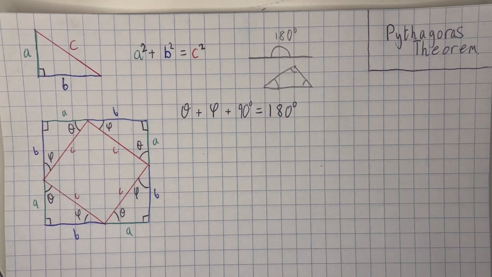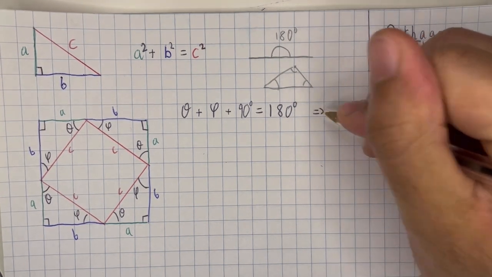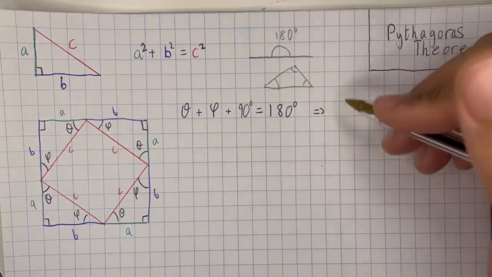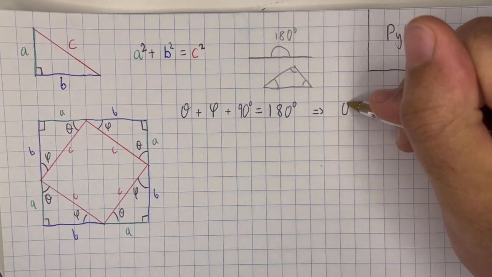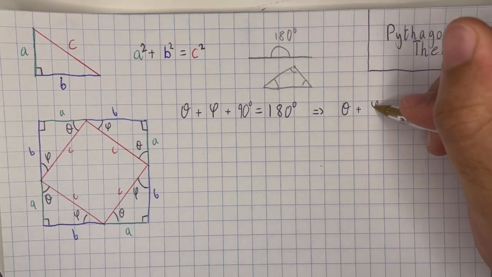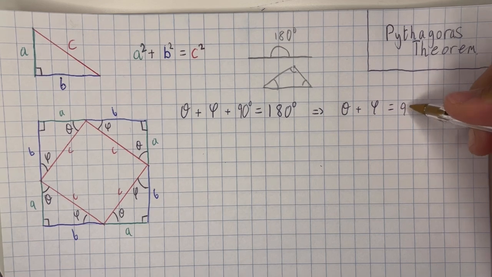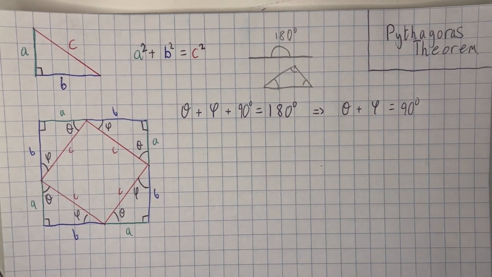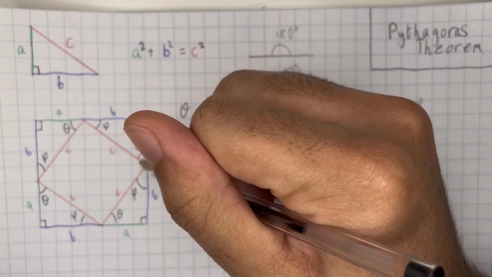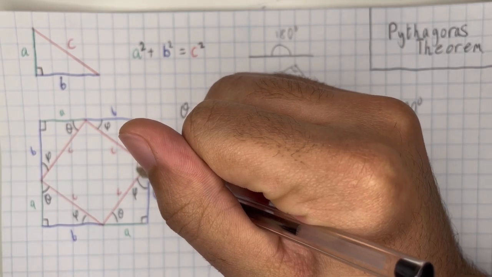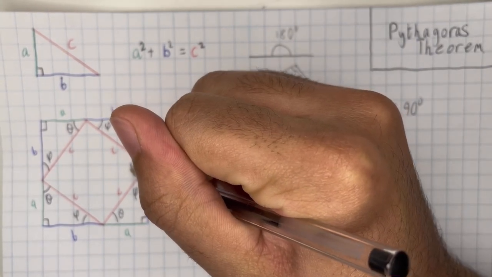But what does this tell me? Well, if this is true, then subtracting 90 degrees from both sides, I can say theta plus phi is equal to 90 degrees. Okay, well, how's that going to help us? Well, look here. I want to figure out what this angle is. Let me just call it epsilon.